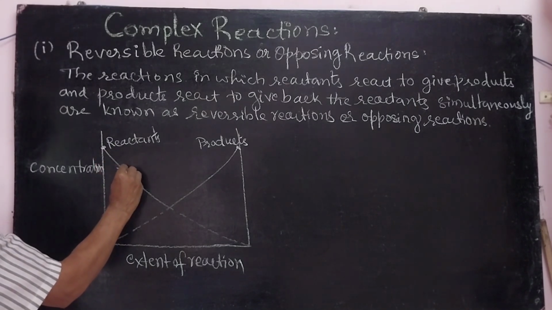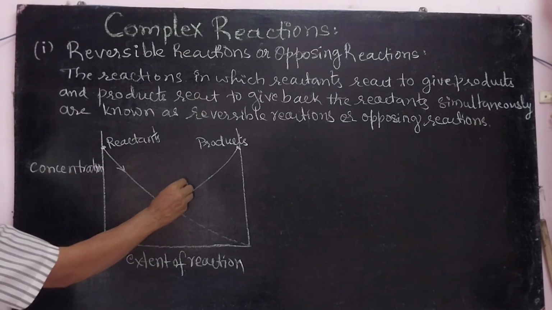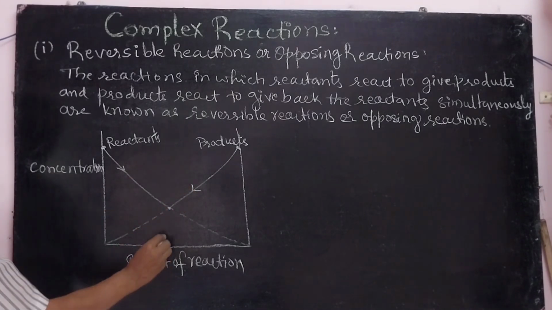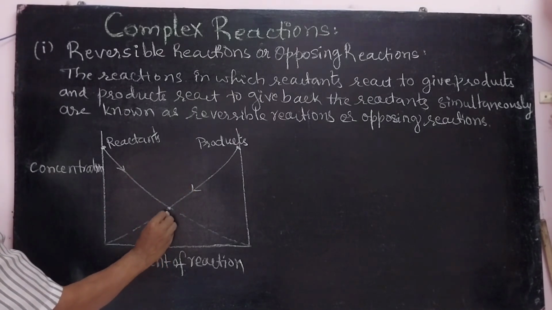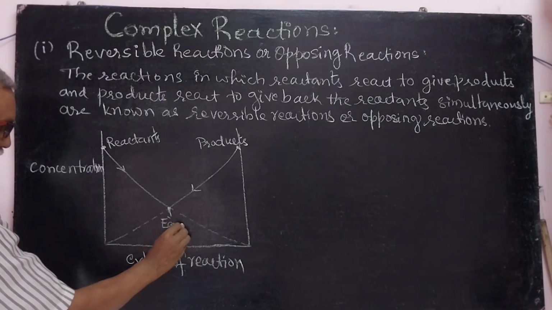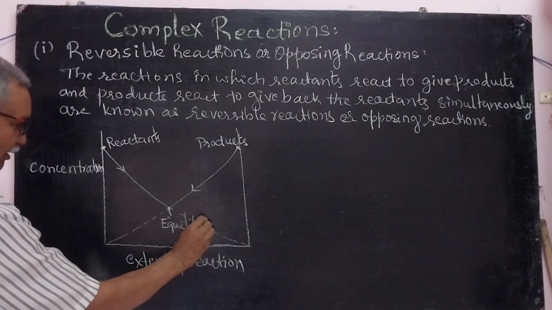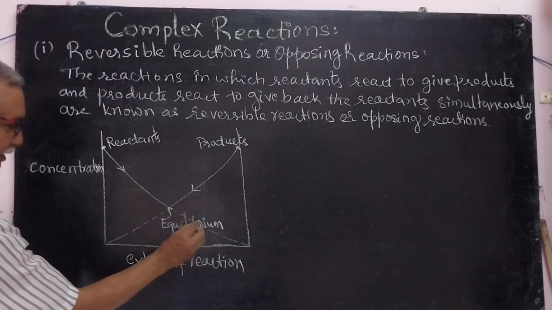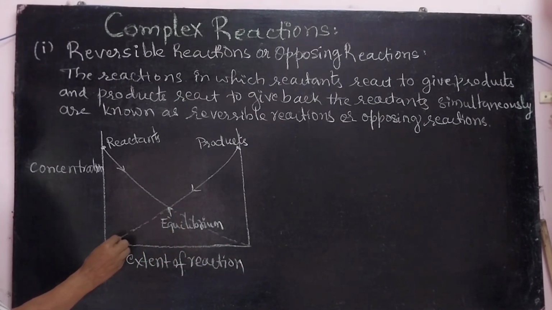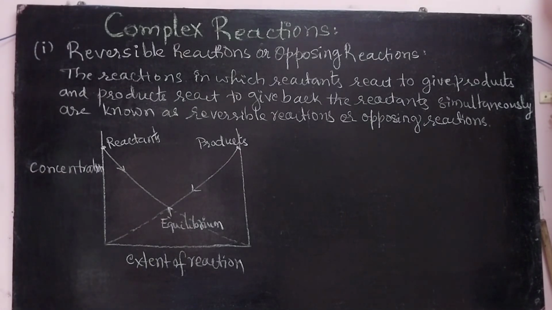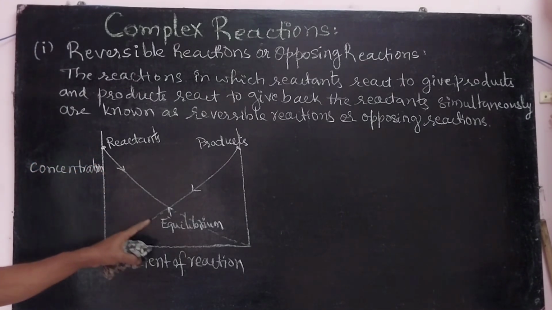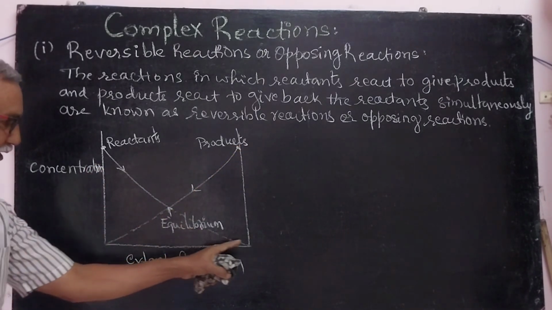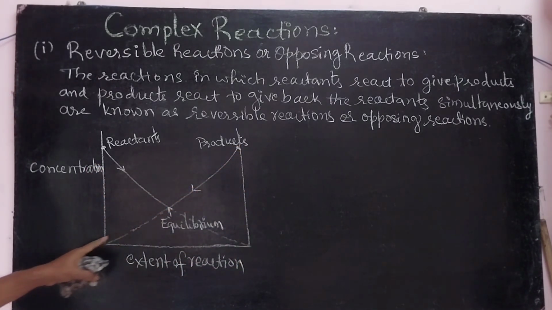Here forward reaction takes place in this direction and backward reaction takes place in this direction. At this point one equilibrium is reached. After the equilibrium, reaction does not take place either in this direction or in that direction. Here the concentration of the reactants goes on decreasing in this direction, whereas the concentration of the product goes on increasing in this direction and goes on decreasing in this direction.